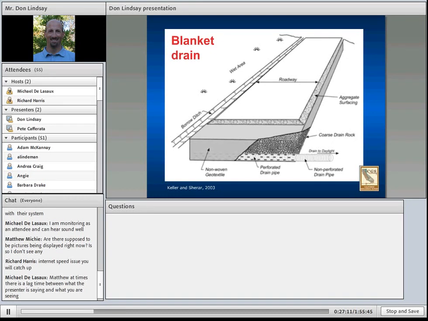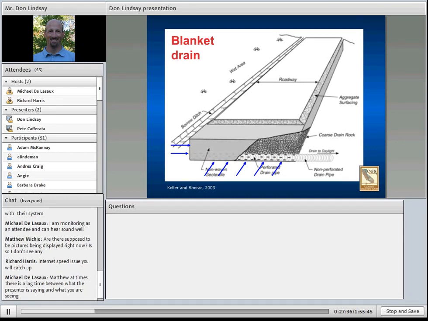The second type of subdrain is a blanket drain. A blanket drain is a layer of wrapped drain rock that extends across the entire travel width of the road. The benefits of this type of drain are that it provides a reinforced aggregate base to distribute traffic loads and provides drainage that can not only intercept shallow lateral migrating groundwater, but also intercept groundwater upwelling beneath the road.